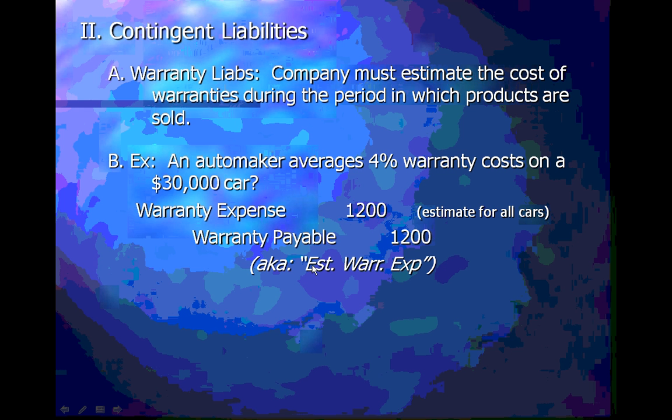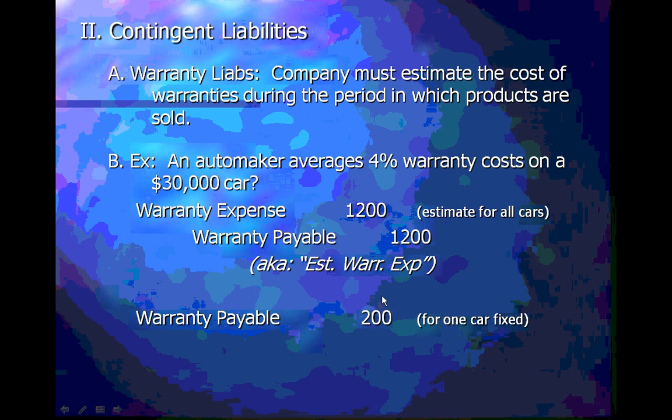I think your book may call it estimated warranty expense. But warranty payable is another way of looking at that. I think your book calls it an estimated warranty liability. But clearly when the word liability comes in here, you will see that it is a liability. So what happens if the car does come back? If one car comes back and doesn't cost $1,200, then we have $200. And what typically happens is that is paid out of parts inventory.